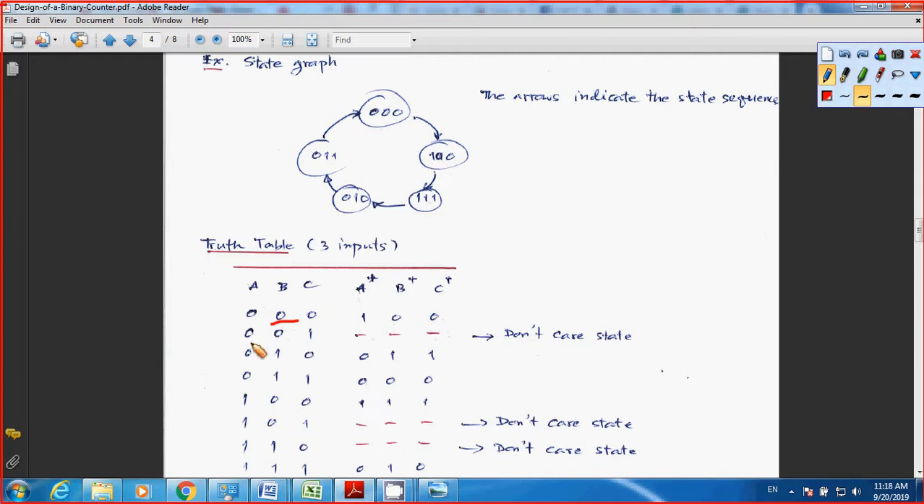And for the state 0, 0, 1, you don't have the present state 0, 0, 1 here. So you don't know where to go. We put it as the don't care state. So you can work out the rest. And for this one, the present state 1, 1, 1, the next state is going to be 0, 1, 0. So that's why I have the next state to be 0, 1, 0 in the truth table right here.